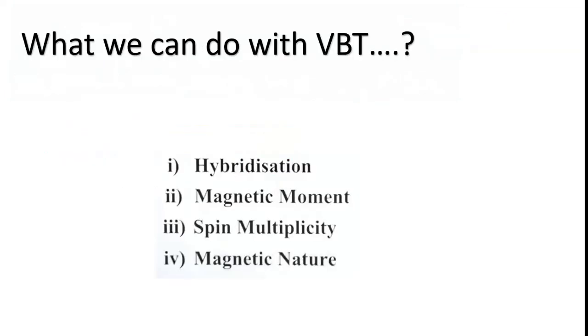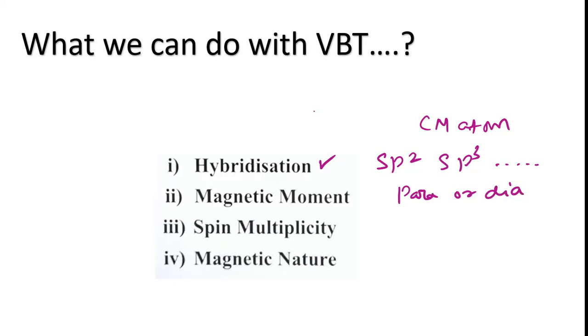What can we do with VBT? What is the application of VBT? Where are we employing VBT? VBT can tell us about the hybridization, whether it is sp2 or sp3, whatever it may be. The hybridization of the central metal atom, and spin multiplicity. Spin multiplicity we can find out by using the formula 2S plus 1. This is the spin multiplicity formula. S is nothing but the spin quantum number. So S is equal to plus half.